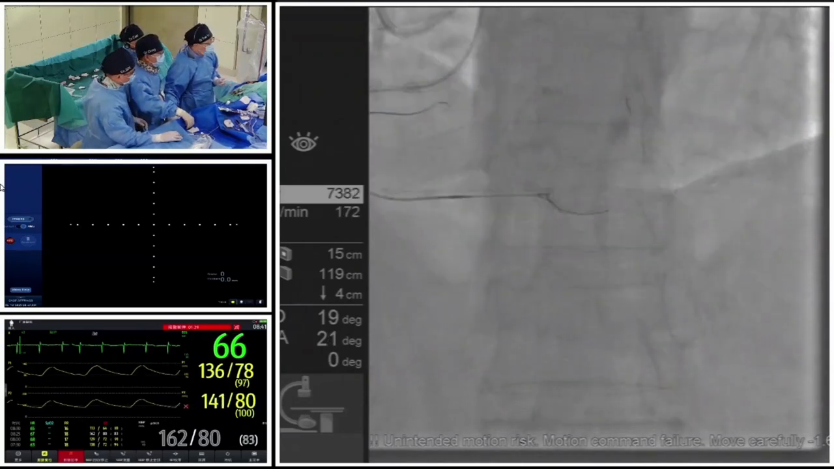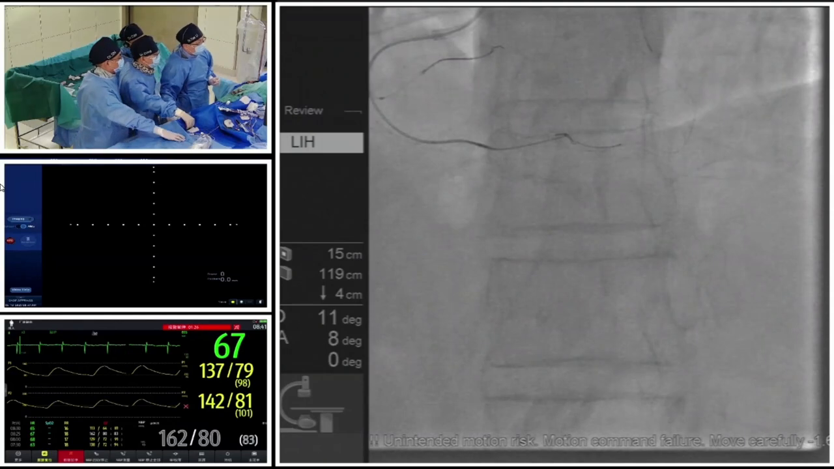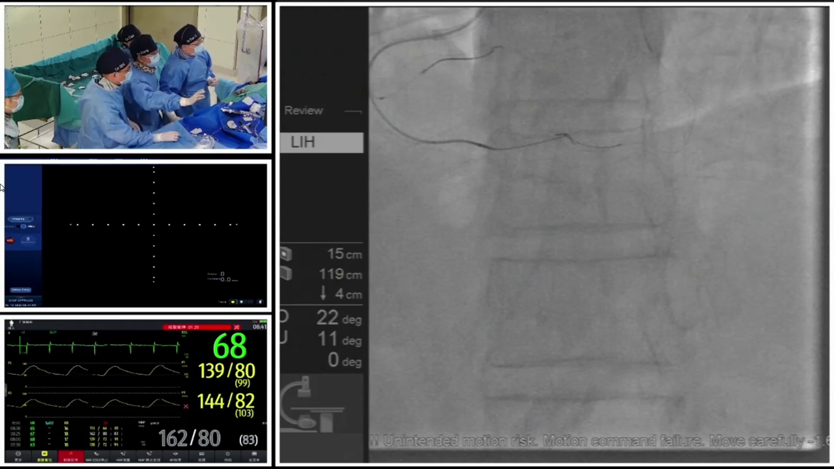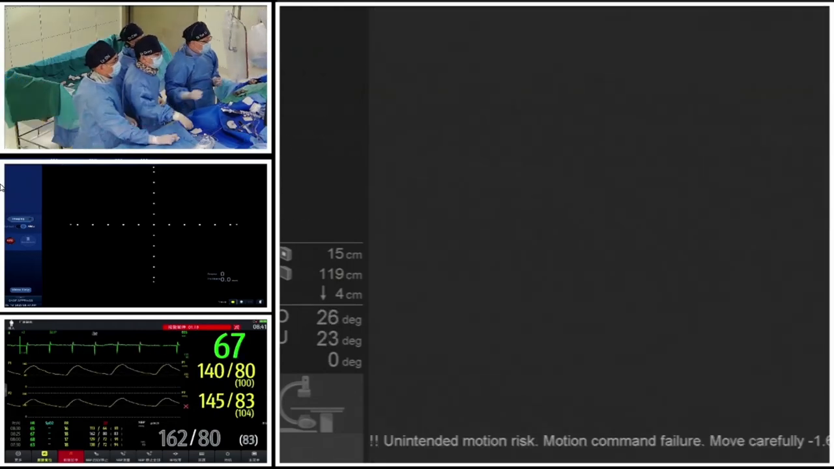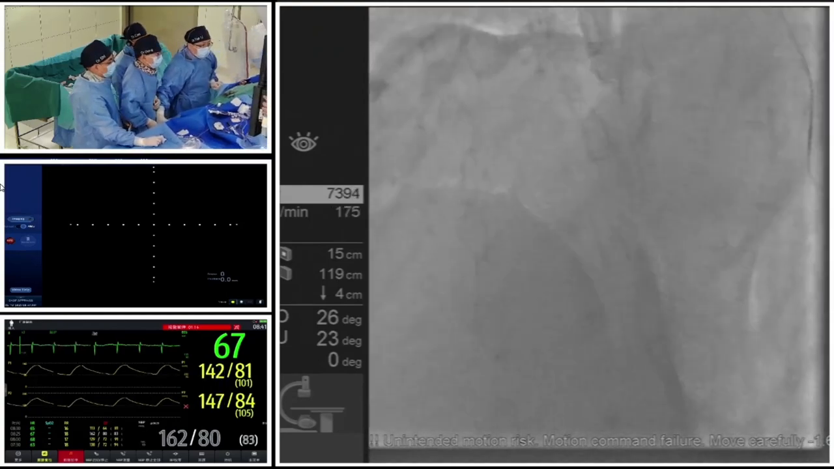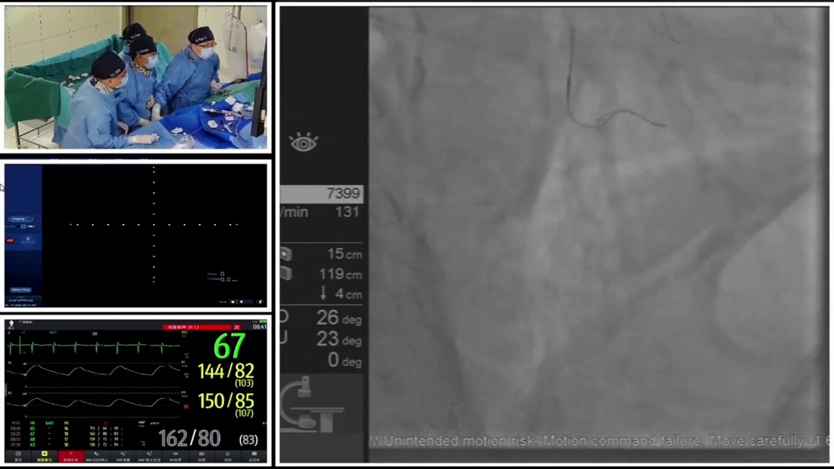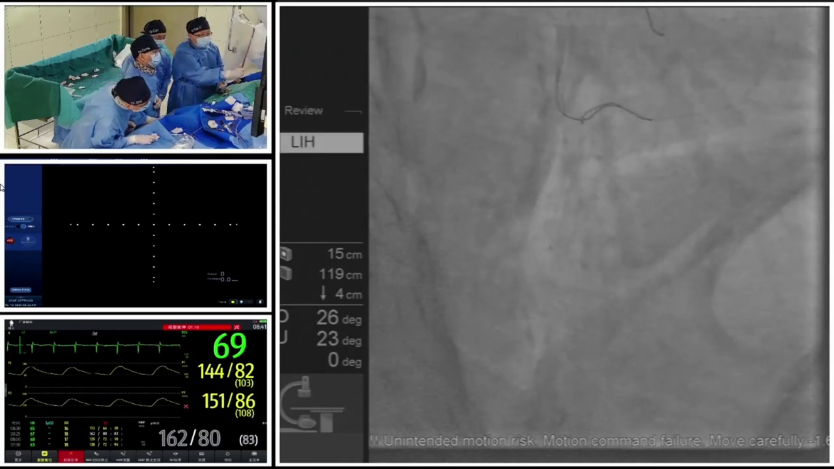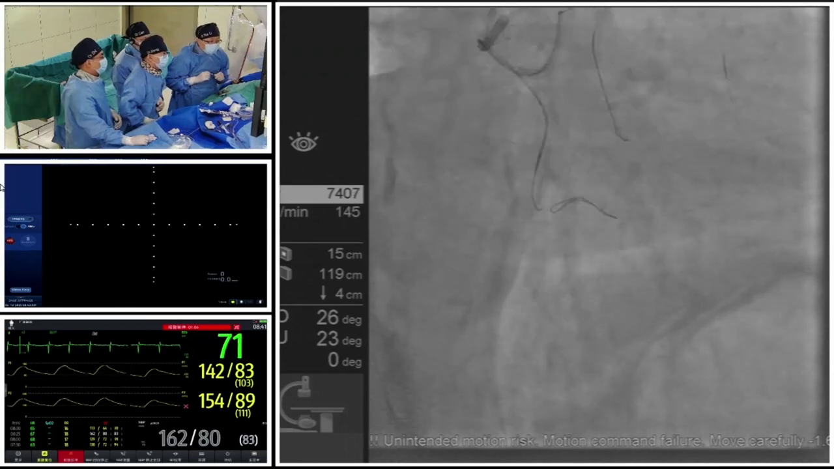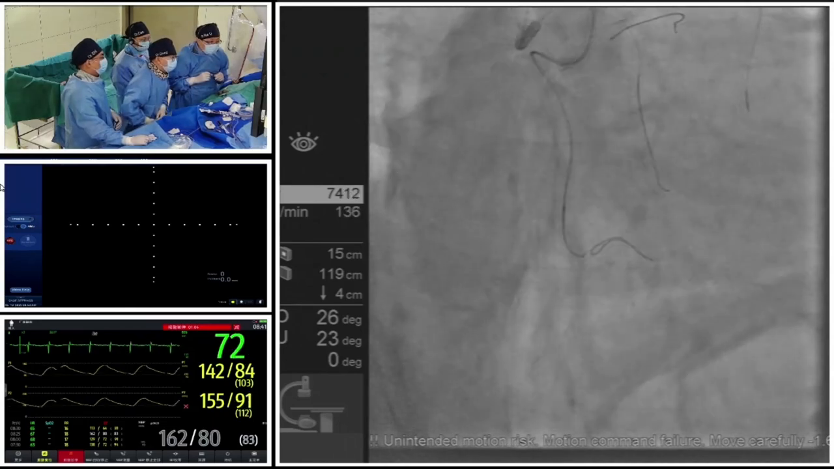So AP caudal, okay. In such a condition, we should use a small orthogonal view to see where the wire is. I think we are very close for the antegrade wire to the retrograde. So the orthogonal view is very important because, as we know, the RCA is very tortuous as well.